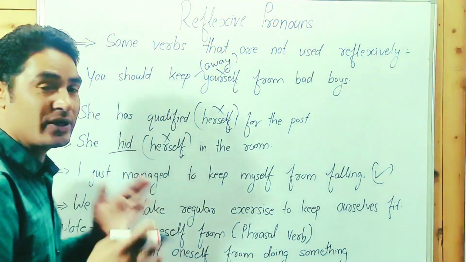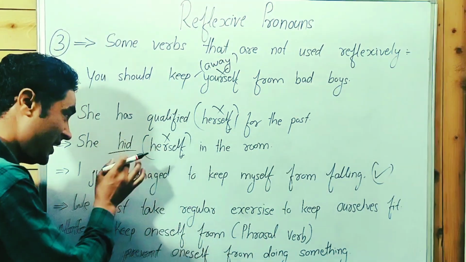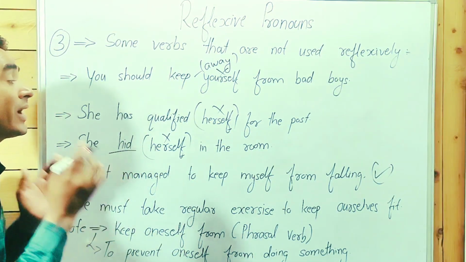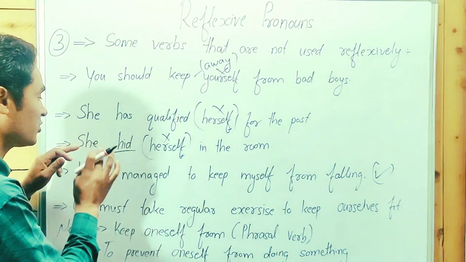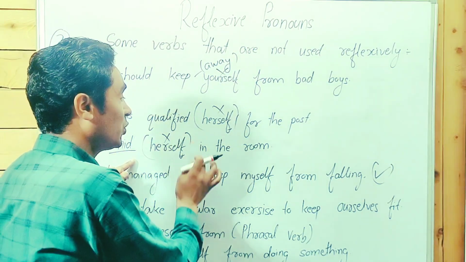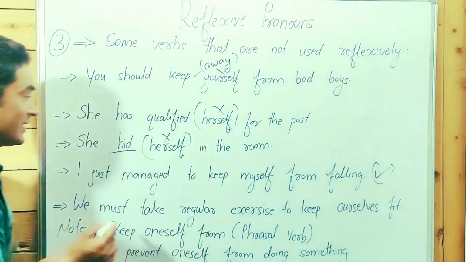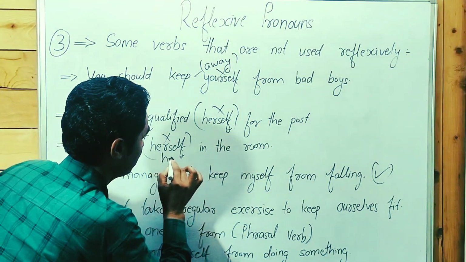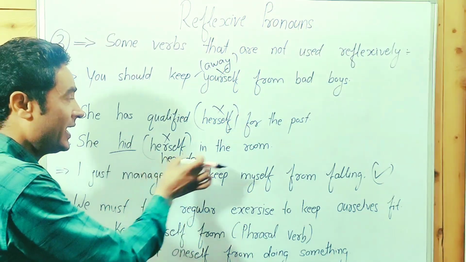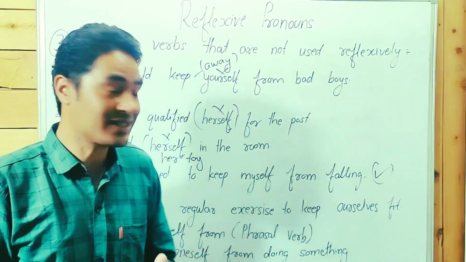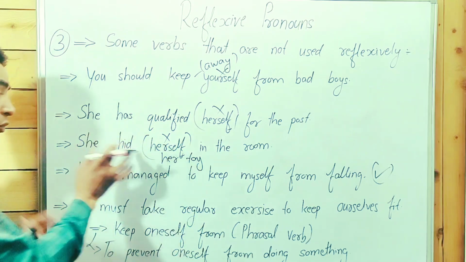Guys, if you want to give an object to the verb hide, you can. She hid her toy in the room will be the correct answer. If you write her toy, she hid her toy in the room, it's also a correct sentence, but we don't use a reflexive pronoun with hid.